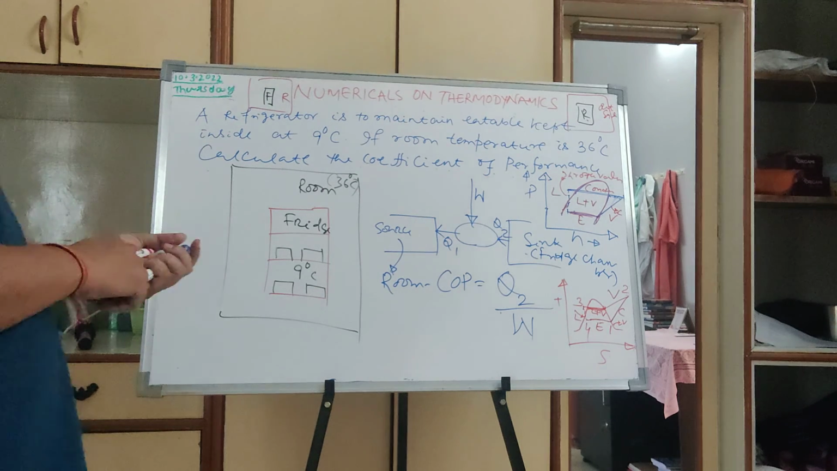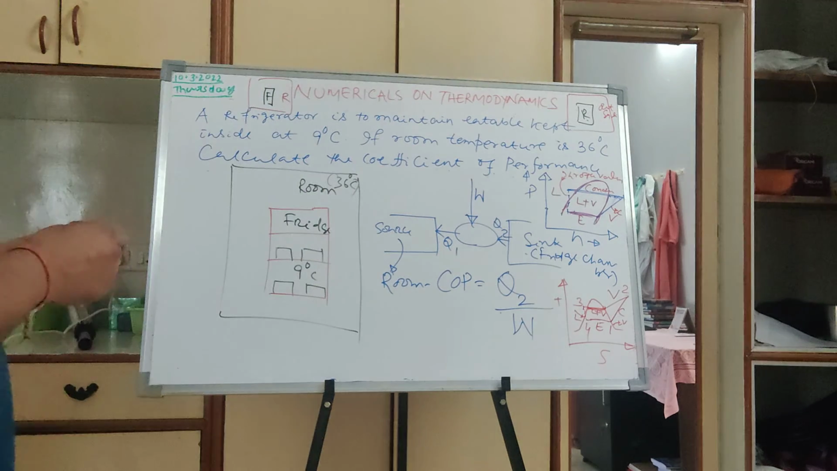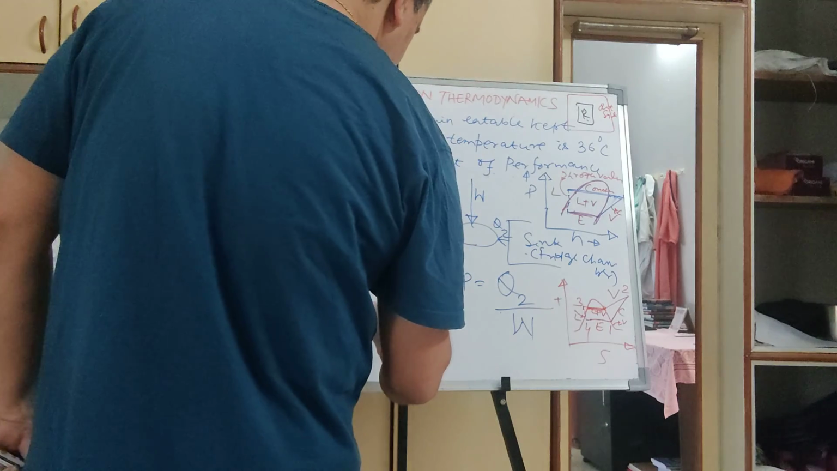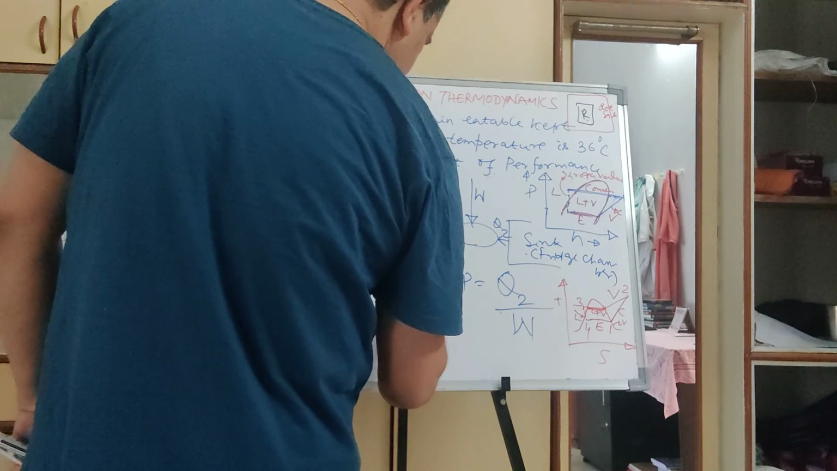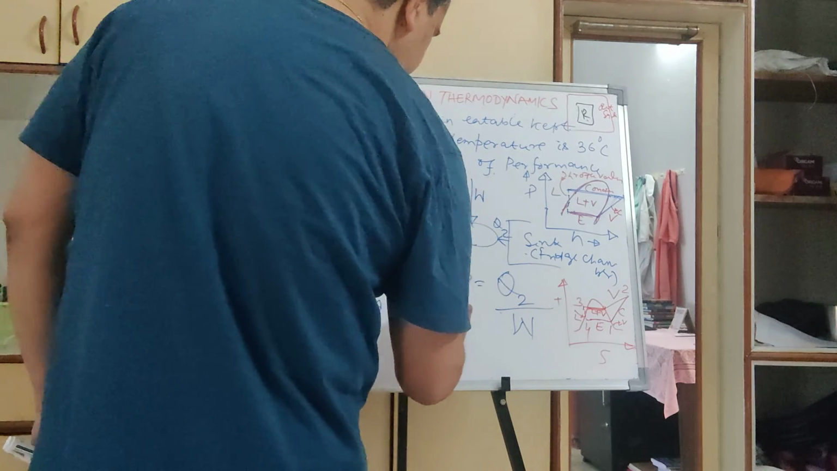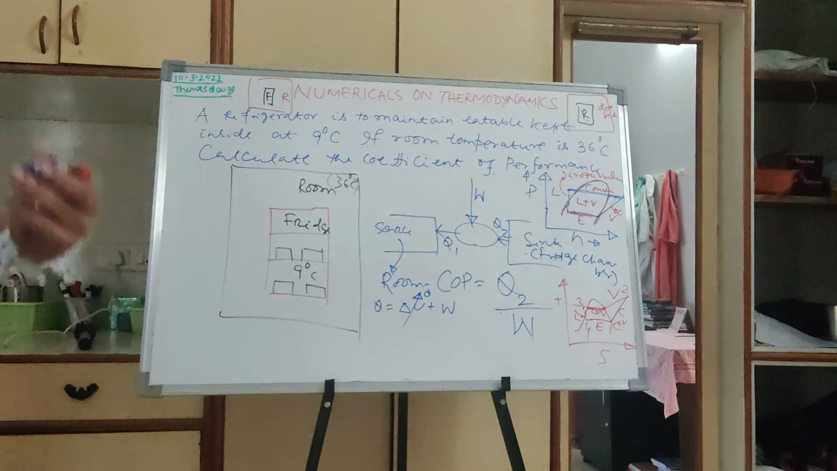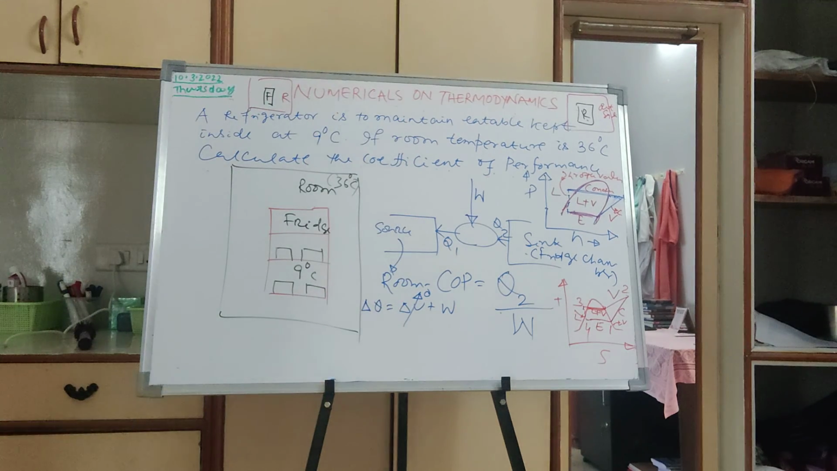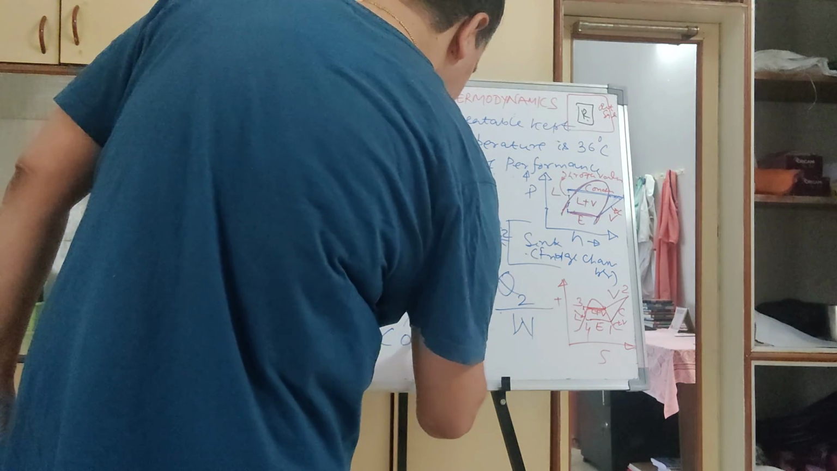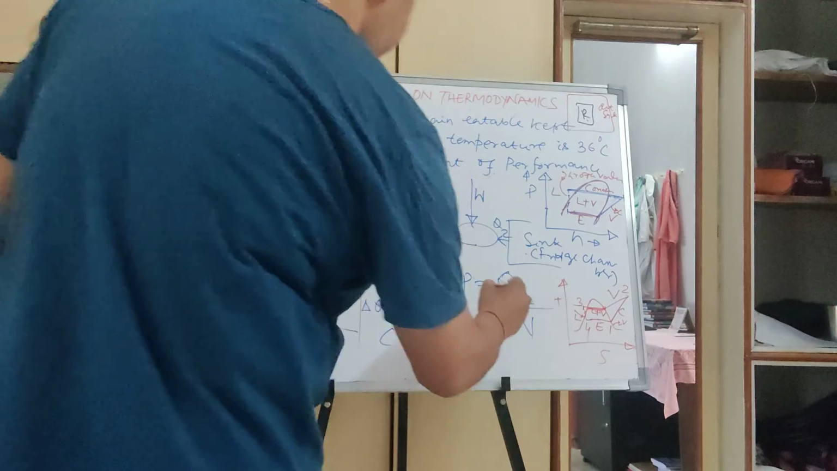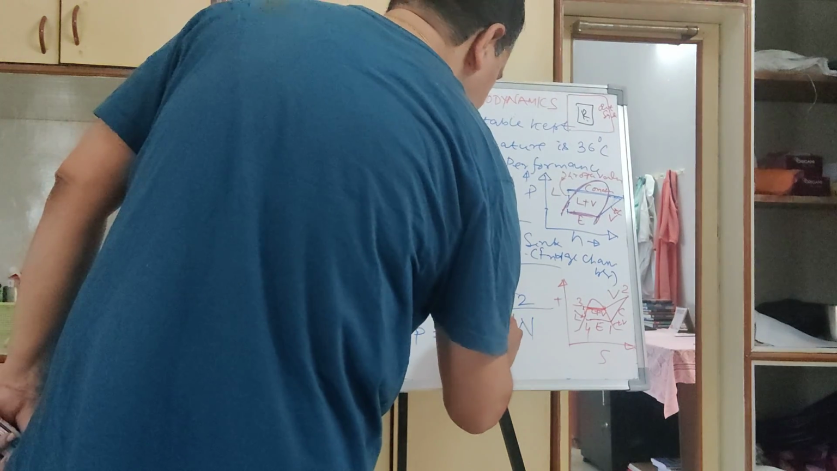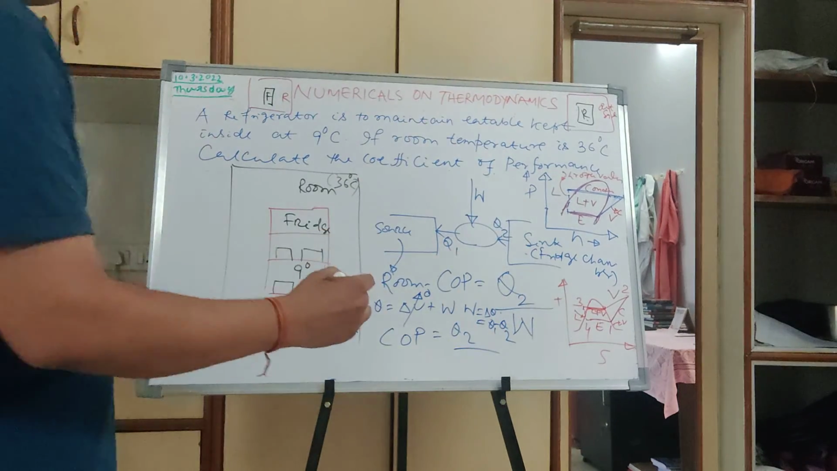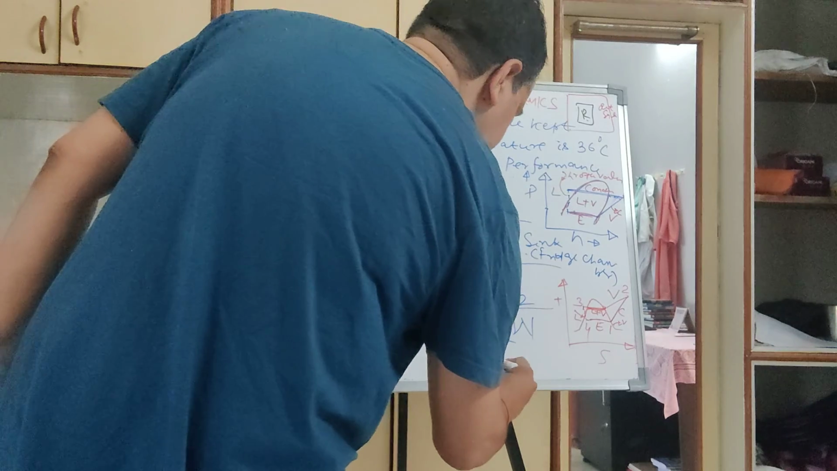We know that COP is equal to Q2 by W. As per the first law of thermodynamics, Q is equal to del U plus W, right? Del U is equal to 0 because it is a cyclic process. So this COP becomes Q2 by W, where W is nothing but del Q, which is Q1 minus Q2. So this becomes Q2 by Q1 minus Q2.